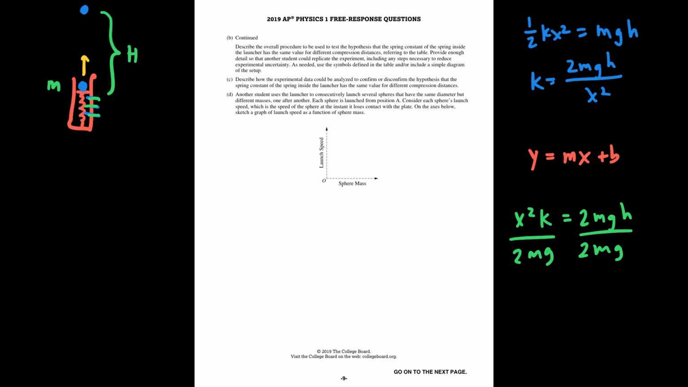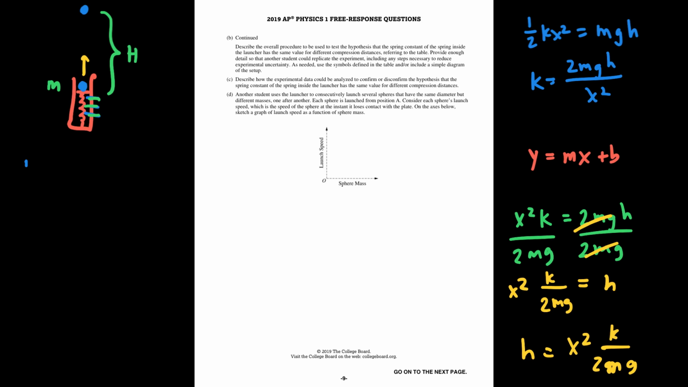And so what I would have here is h on one side and x squared times k divided by 2mg on the other side. And now I'm going to take this equation in yellow and I'm going to flip it. h equals x squared times k divided by 2mg. So I want to point out just a couple things about this equation.